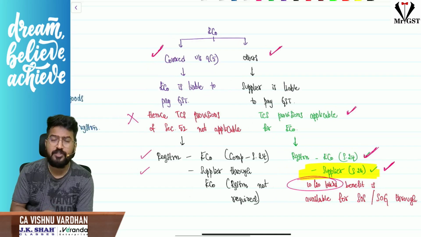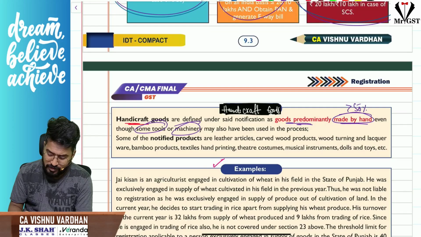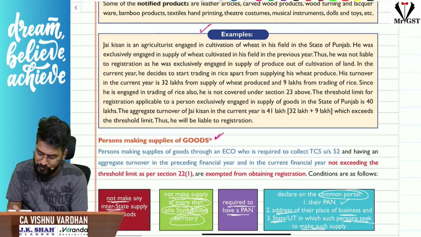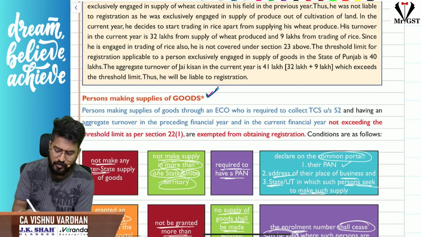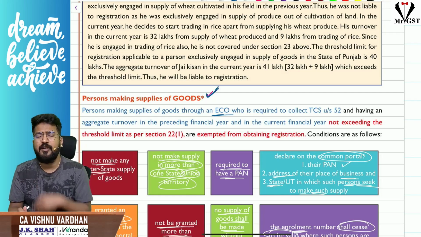Okay, this is from section 23, the relaxation. We have already discussed section 23 while discussing section 24 itself. The person making supply of goods through an e-commerce operator, as we have discussed, can enjoy the threshold limit, the relaxation, but they have to follow a procedure.